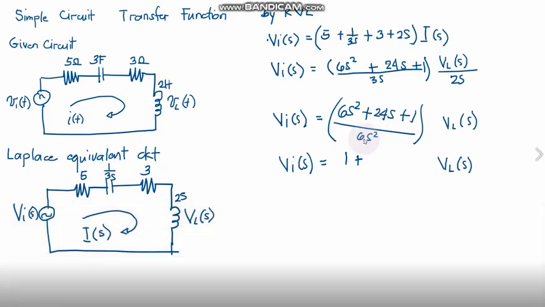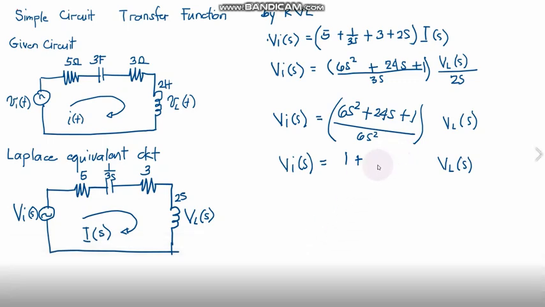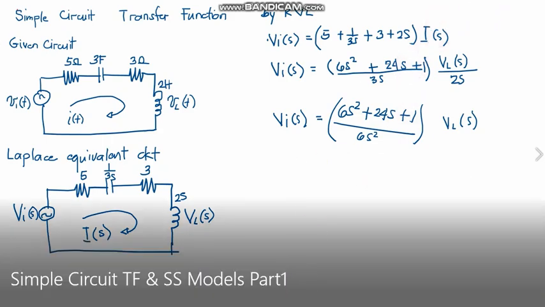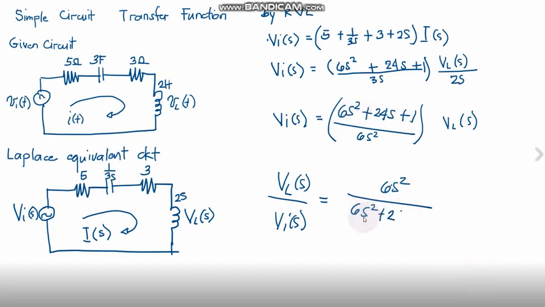And simplifying this further, we have, okay, so if we transpose V_L(s) over V_i(s) to be our transfer function, the output over the input, then our fraction will be 6s squared over 6s squared plus 24s plus 1.